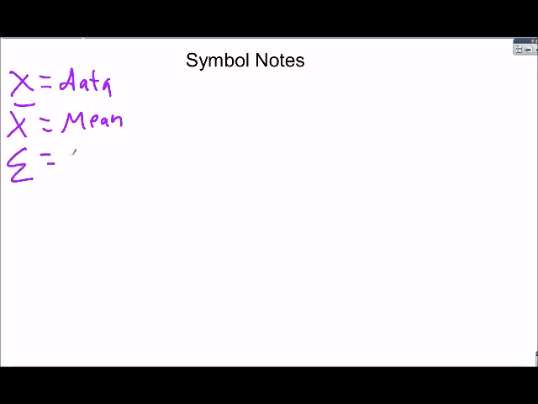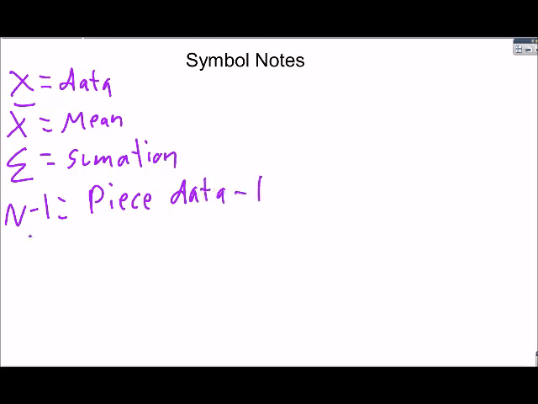This is my summation symbol. That means I take all of my data and I add it together. That's what summation means. Add it all together. N minus 1. This means how many pieces of data I have, and then I subtract 1. S is going to be my standard deviation. And that's how far from normal.